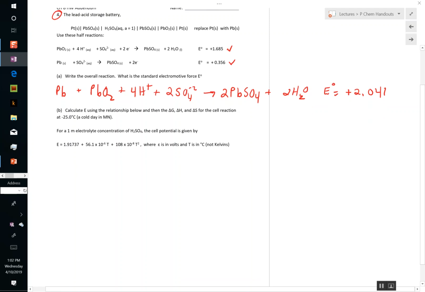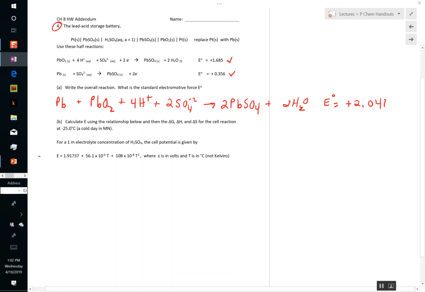All right, now part B, you should have already solved this for the minus 25C scenario. And let's compare our answers there. So look at your homework. E equals 1.917. Okay. I had 1.9166425. That's what Tasha had. All right. 1.917 volts.